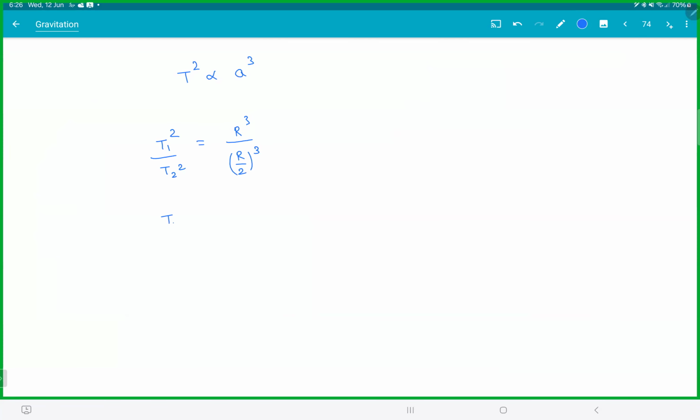So this thing turns out to be T2 squared equals T1 squared by 8. So T2 would be T1 by 2 root 2. T1 is nothing but 365 days. But remember, this is for the full trip. This is the full time period of that ellipse. But the question is only one way. So for the Earth to go into the Sun, it will be half of this.